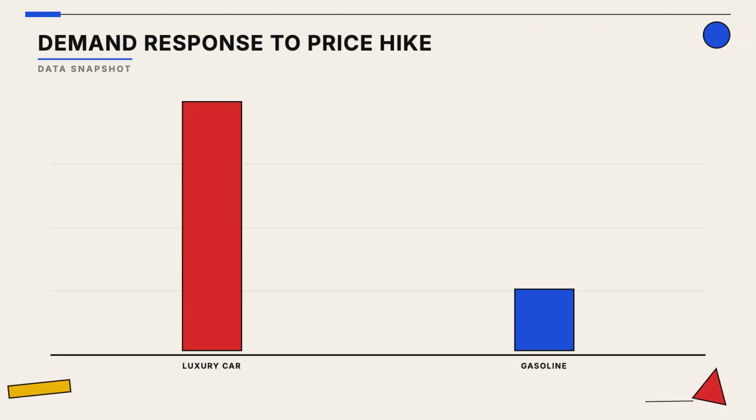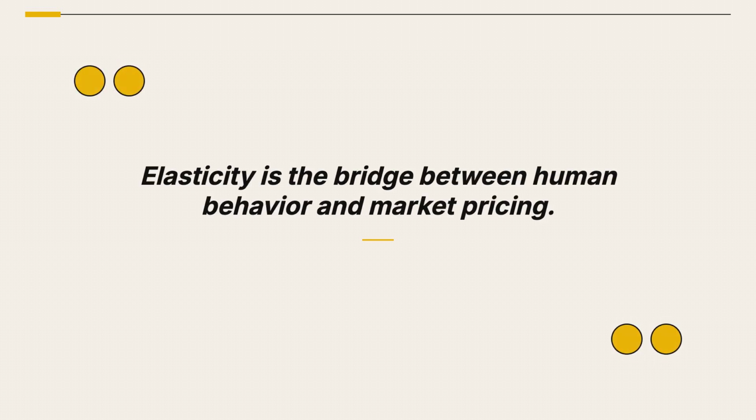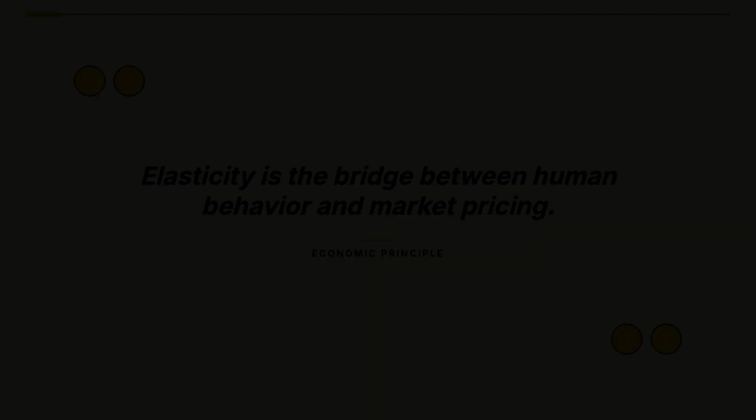This chart shows how a 10% price increase impacts demand. Luxury cars see a sharp drop, while gasoline demand stays relatively flat. Understanding this concept helps you identify why prices fluctuate and how your own spending habits reflect broader economic trends.